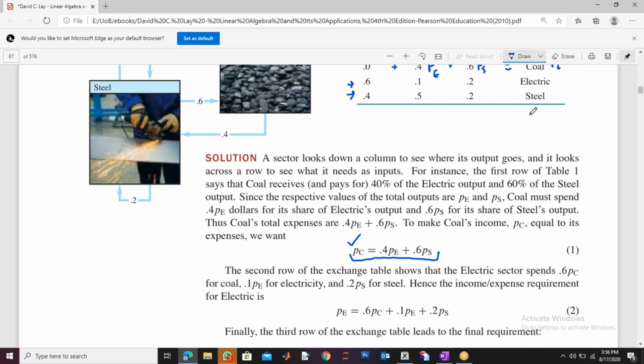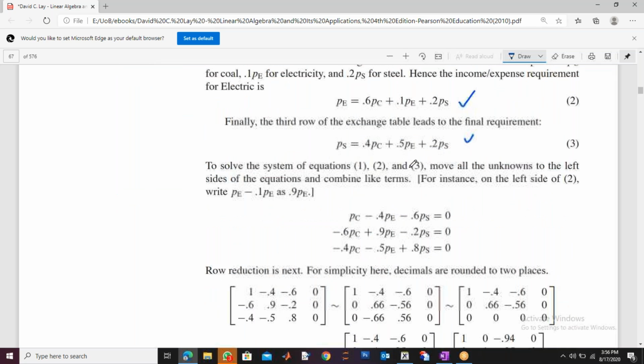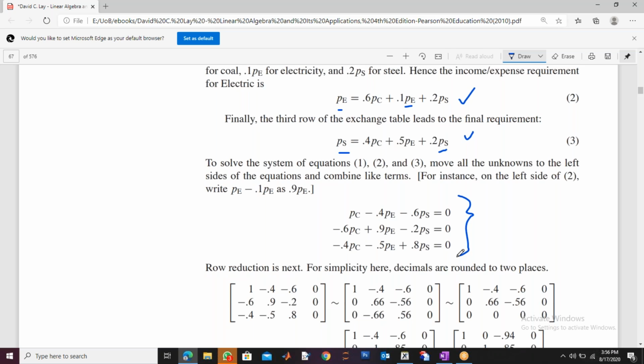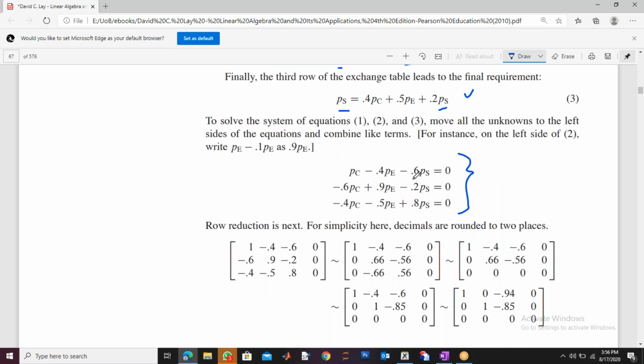So you see, if I rewrite them, because PE is on both sides and PS is on both sides, we can bring them to one side and write the answer. So I get this system of equations in three unknowns, PC, PE, and PS. And this is a homogeneous system. Why do we call it homogeneous? Because the right-hand side is 0. When the right-hand side is 0, we call it a homogeneous system. That's the reason we wrote homogeneous system here.